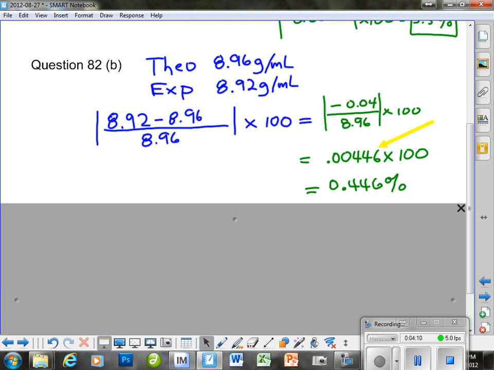And that is a really, really accurate number, or a really, really accurate experiment. We came out very, very close to the accepted value. And so that's pretty good. We're good to go on that one.